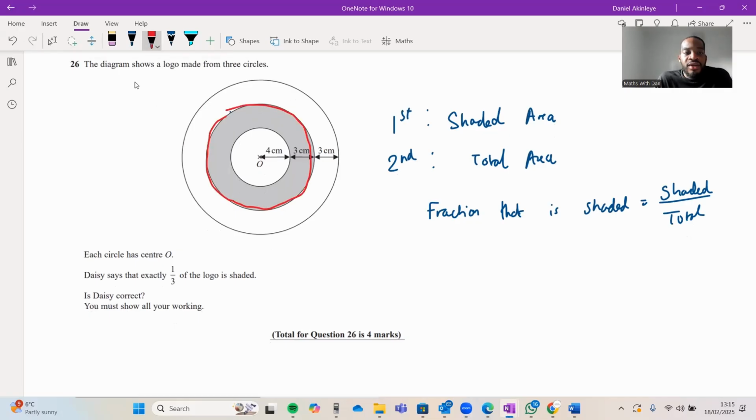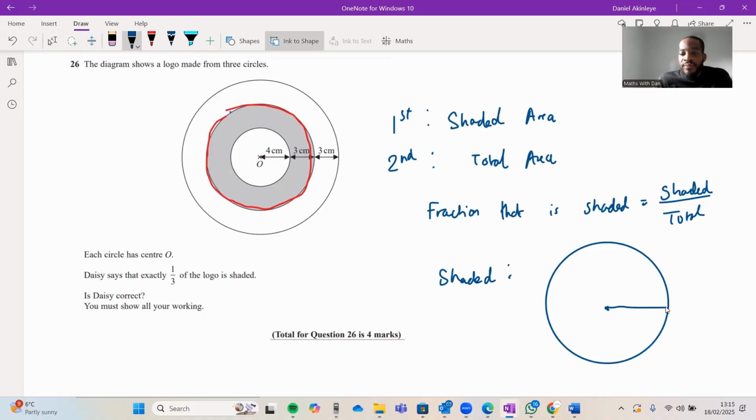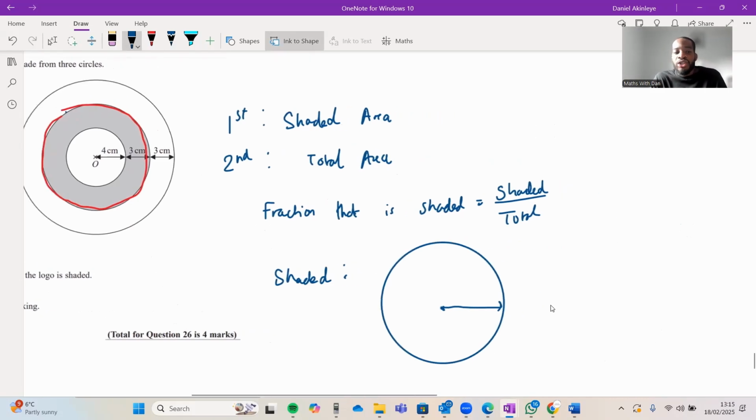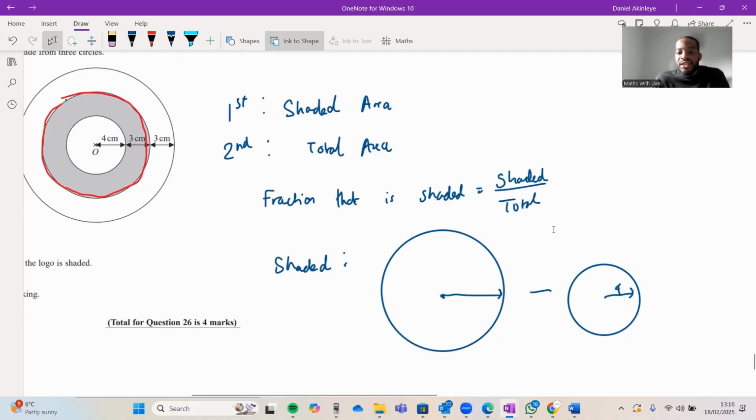Because if you think about it, to get that ring there, what did I do? Let me write shaded here. Would it not be that ring that goes from O to the end where the red line is, and then I take away that smaller circle inside with a radius of 4? Does that make sense? If I grab that circle and put it there, I get a ring. So if I remove that, I will be left with that ring part.